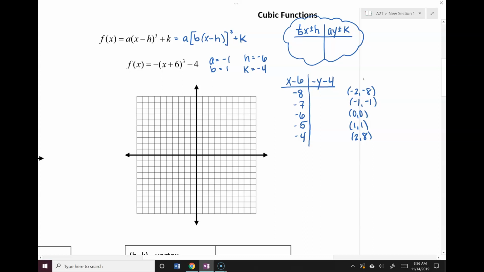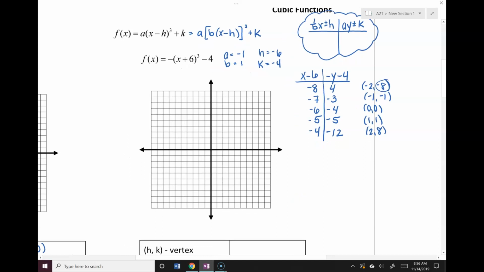If I take -8 and substitute that in for y, because that's my first y value, I get 8. 8 minus 4 is 4. Substitute in -1, we get 1 minus 4 is -3. If we substitute in 0, we get -4. If we substitute in 1, we get -5, and then if we substitute in 8, we get -12.